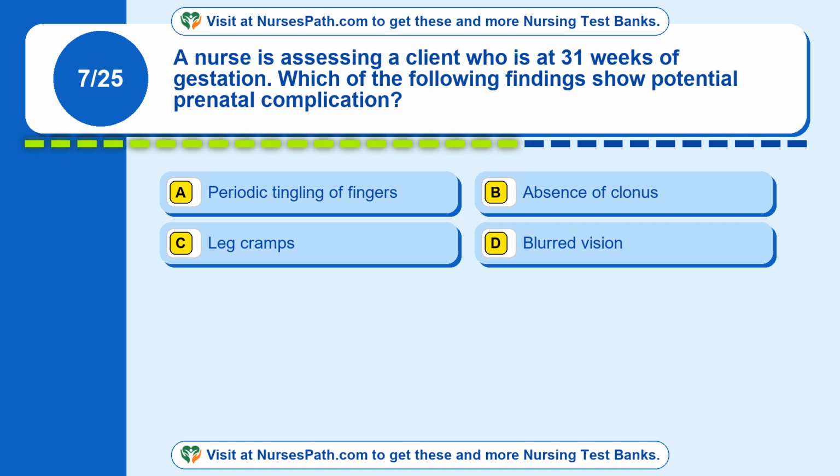Question 7. A nurse is assessing a client who is at 31 weeks of gestation. Which of the following findings shows a potential prenatal complication? Option A. Periodic tingling of fingers. Option B. Absence of clonus. Option C. Leg cramps. Option D. Blurred vision. The correct answer is option D.